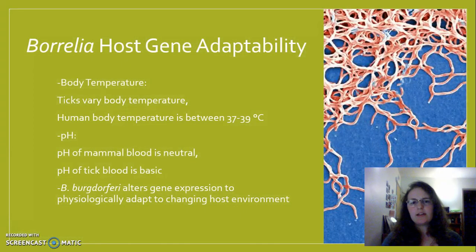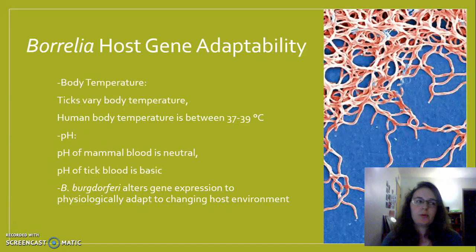So Borrelia has an amazing ability to adapt to its host environment. For example, body temperature. Humans have a body temperature of 37 to 39 degrees Celsius. Whereas ticks, when they feed on a host, their body temperature is going to increase because they have this warm mammal blood inside of them.